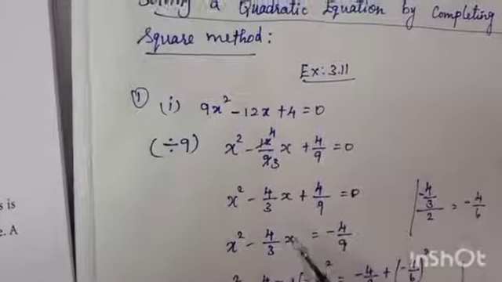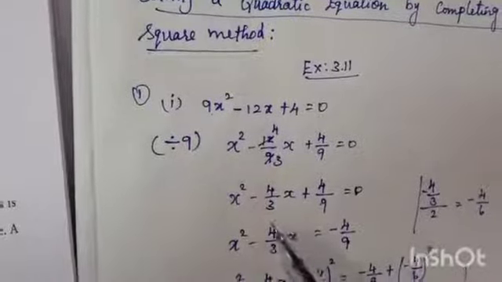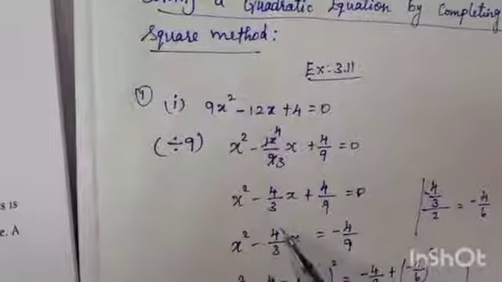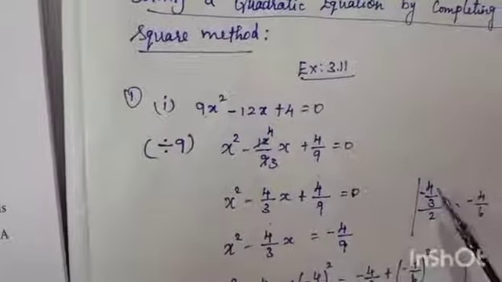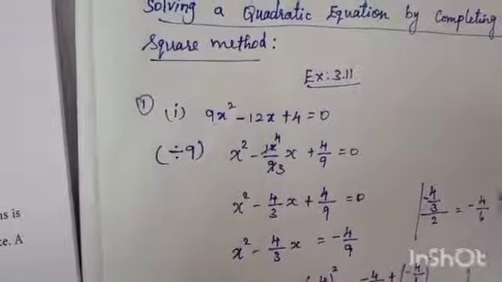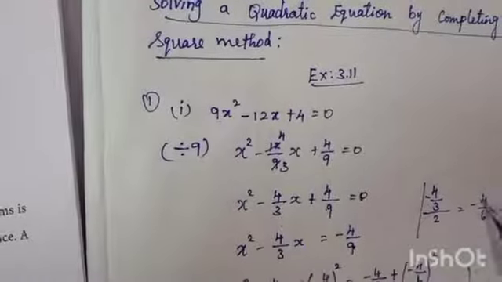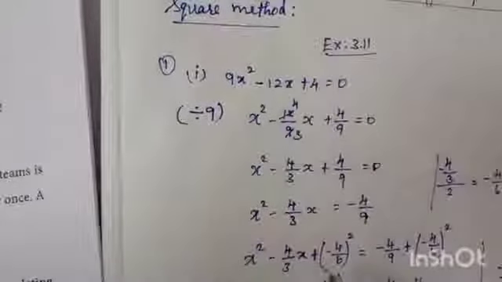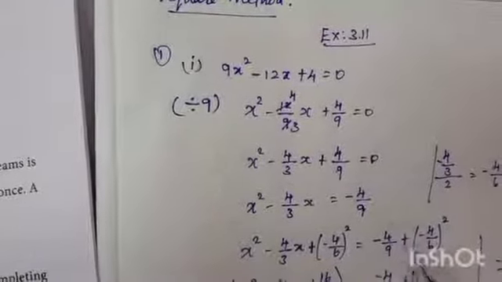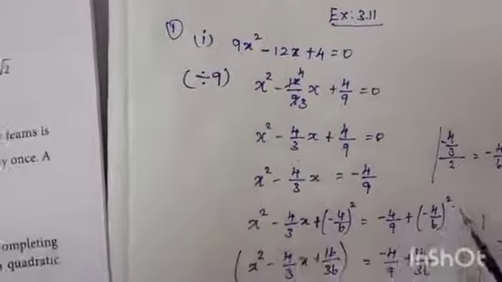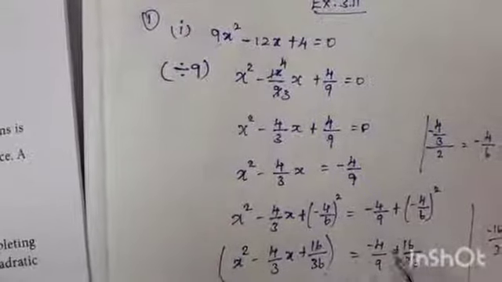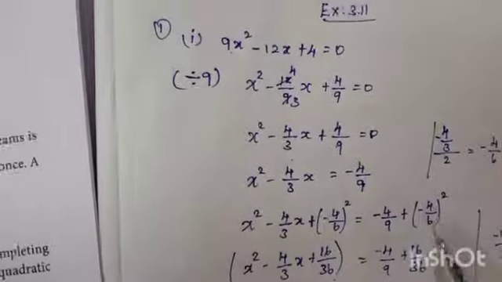What is the coefficient of x? Minus 4/3. Half of this coefficient, that is divided by 2, is (-4/3)/2 = -4/6. The square of this number, (-4/6)², is added to both sides. So x² - 4/3 x + 16/36 = -4/9 + 16/36.